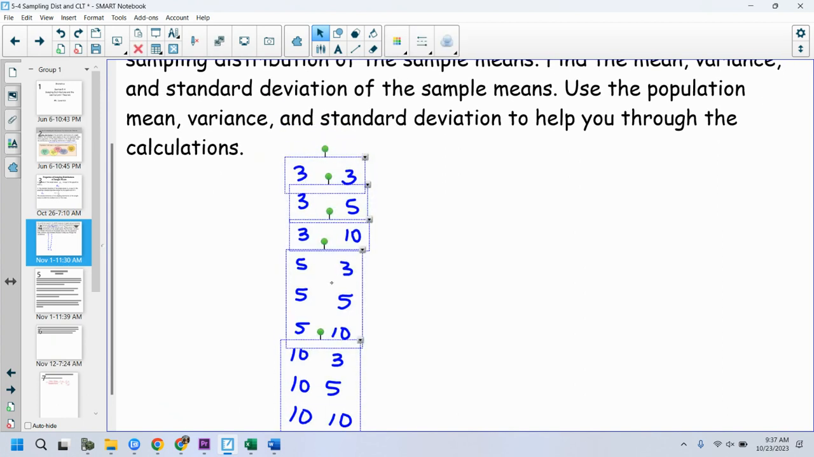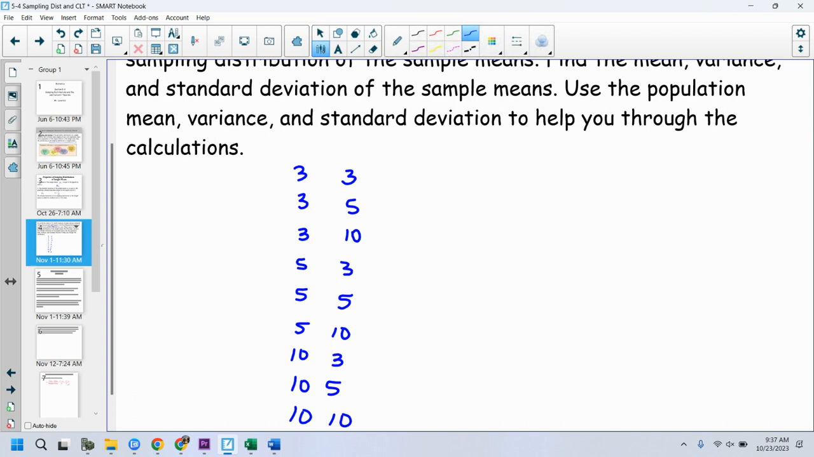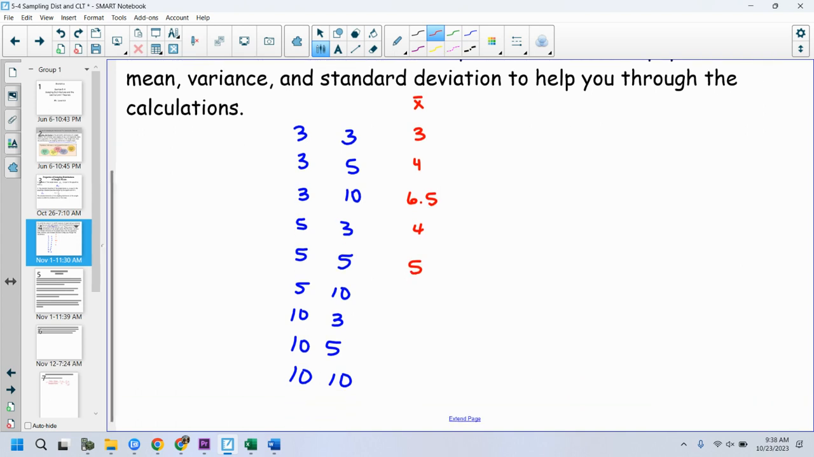Okay, so this is my sample. Let's find the x bars of each one of them. Well, what is my mean here? My mean here is 3. My mean here is 4. My mean here, 13 divided by 2, is 6.5. My mean here is 8 divided by 2 is 4. This is 5. 15 divided by 2 is 7.5. This one is 6.5. This one is 7.5. And this one is 10.